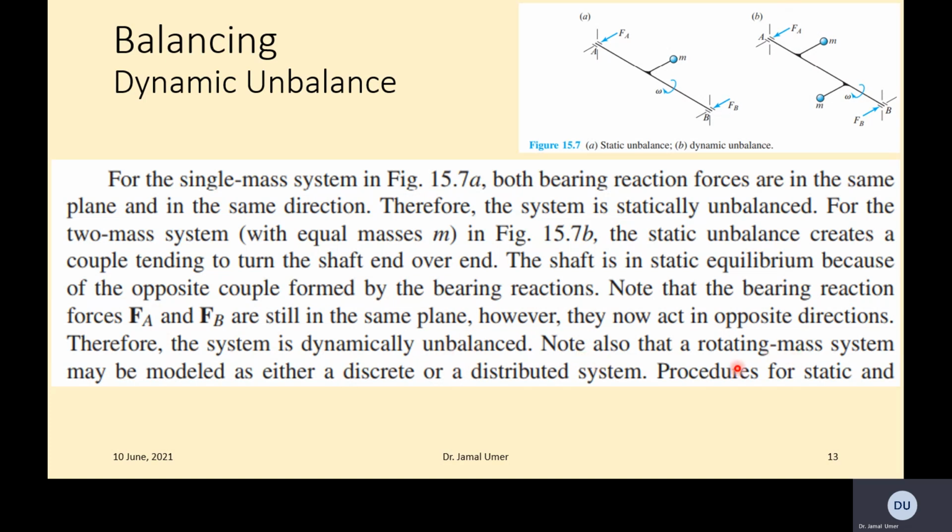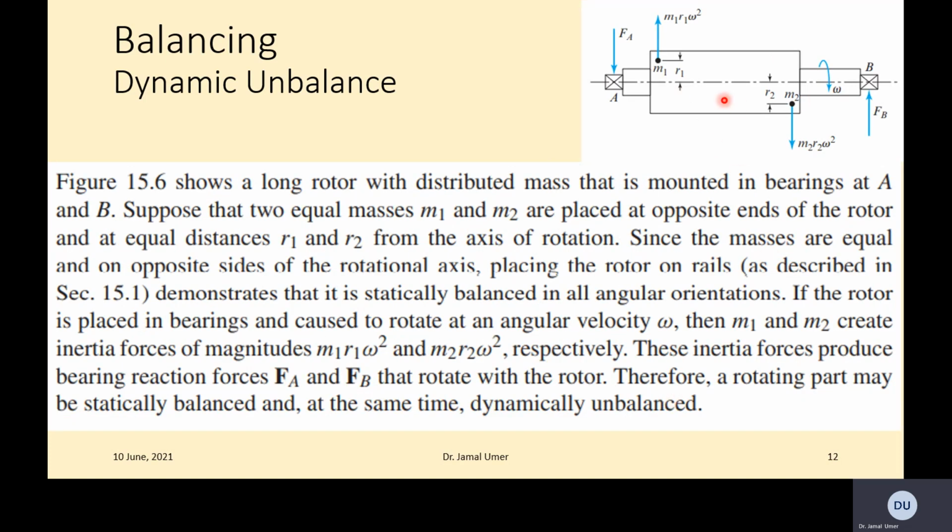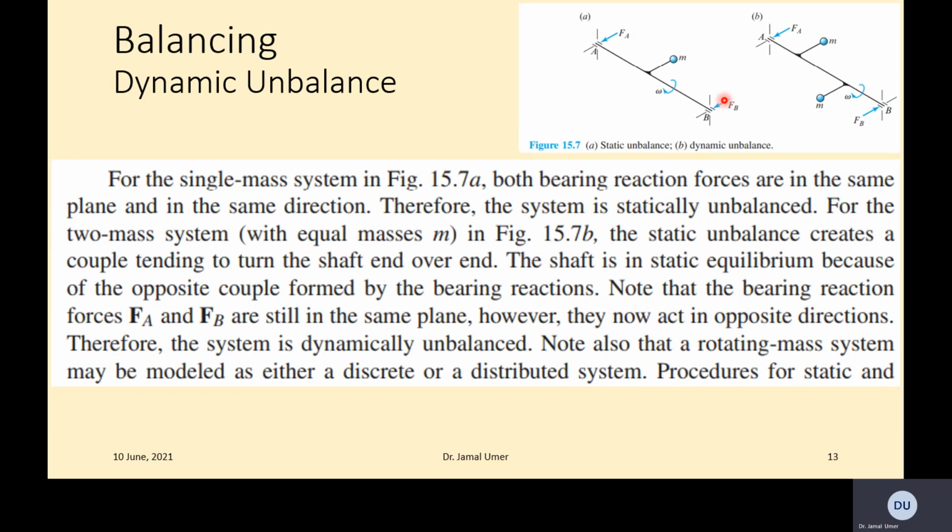Note also the rotating mass system may be modeled as either a discrete or a distributed system. Basically, this is exactly the same thing we have discussed over here. This one is in static balance, but this is dynamic unbalance. And this is a static unbalance, shown over here.